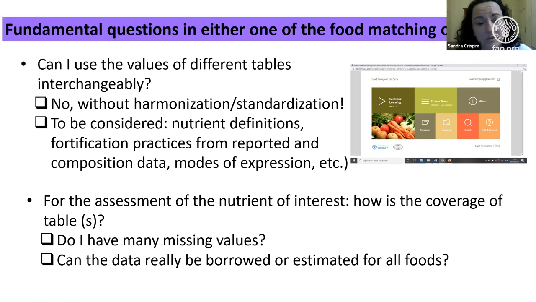And the last question, or maybe not the last one, but an important one to be asked is, depending on the nutrient of interest, how is the coverage of the table I'm working with? Do I have missing values? Should I borrow and or estimate nutrient values for all foods? This is a task that can be done and should be reported more often.